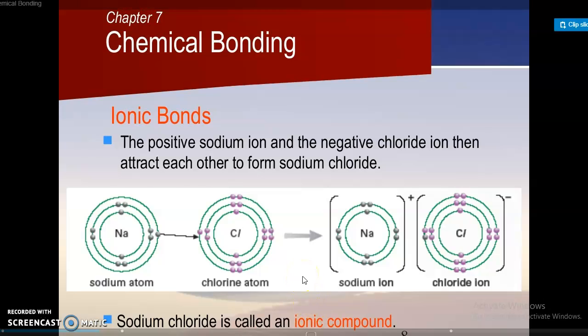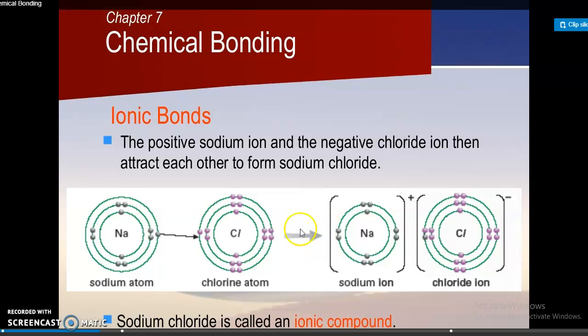Do check this diagram. Sodium atom is giving its 1 electron to the chlorine atom, and finally sodium ion is with +1 charge and chloride ion is with -1 charge. This is called ionic compound. They have strong electrostatic forces of attraction between them.